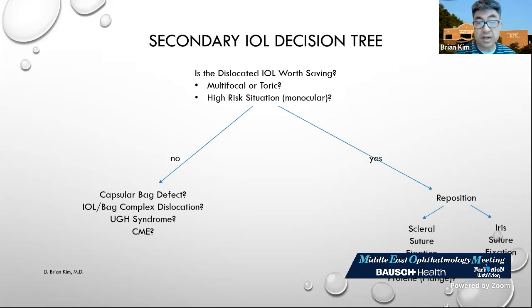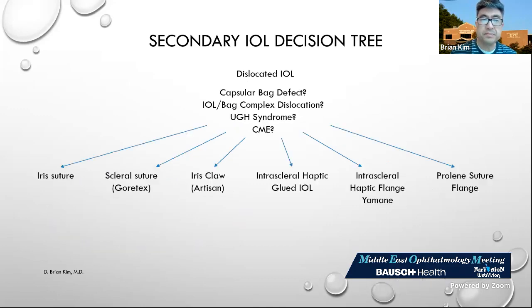But if the lens is not worth saving, you have to think about, is there a capsule bag defect? Is the IOL bag complex dislocated, or is the lens and the bag itself causing some type of complication, UGH syndrome, pigment dispersion, CME? And so this is what we're going to be discussing. So in general, these are the 6 broad categories of the different methods to fixate a secondary IOL.